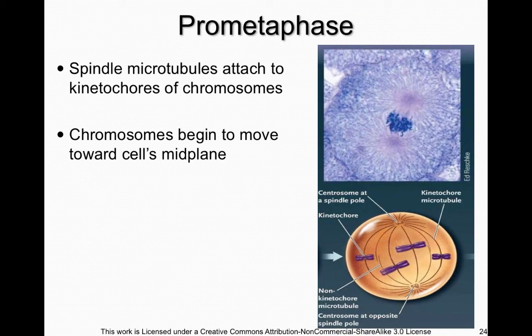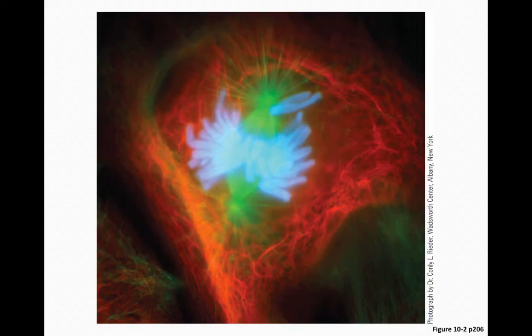Prometaphase is when your chromosomes begin to actually start moving to the middle, but they haven't gotten there yet. And that's showing you an idea of kind of what it looks like. They're not there in the middle yet.